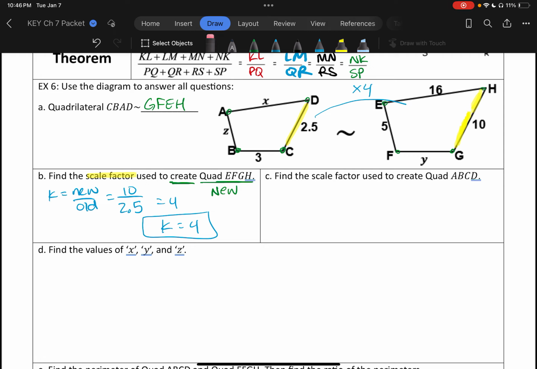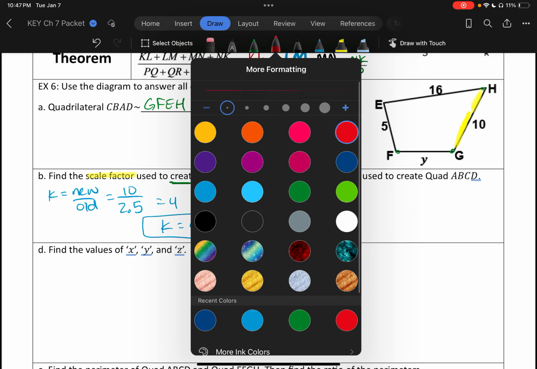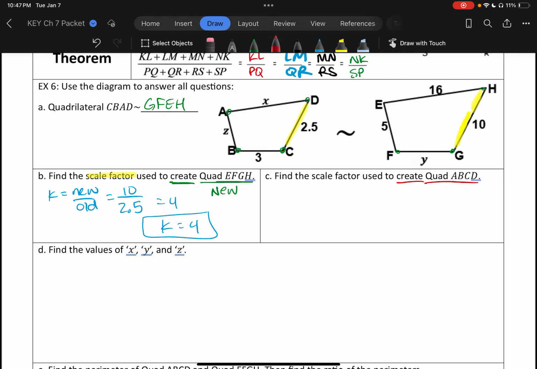Let's take a look at the next part, C. It says find the scale factor now to create ABCD. Creating this one means that now this is the new one. So if I'm doing new over old, that changes things for us. I'm looking at the same corresponding sides in yellow, 2.5 and 10, but now the new one is coming from quadrilateral ABCD. So the 2.5 goes on the top and 10 on the bottom. If you simplify this, you end up with 1/4. So my scale factor is 1/4 for this. The more that you understand about scale factor, the easier it's going to make your life.